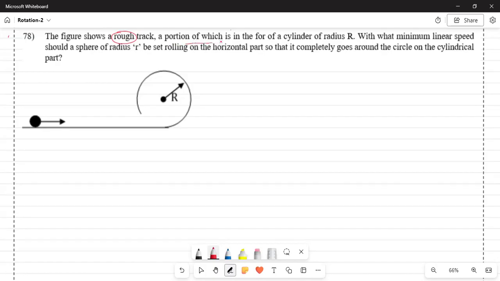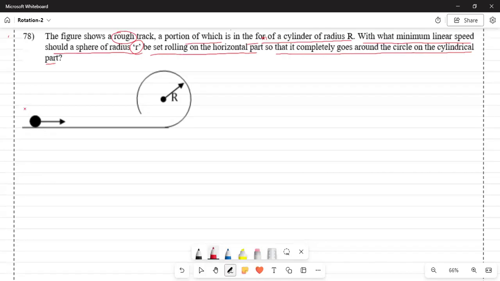A portion of this track is in the form of a cylinder of radius r, like this. At what minimum linear speed should the sphere of radius r be set rolling on the horizontal part so that it completely loops round the circle of the cylindrical part? What should be the minimum speed of this small roller?